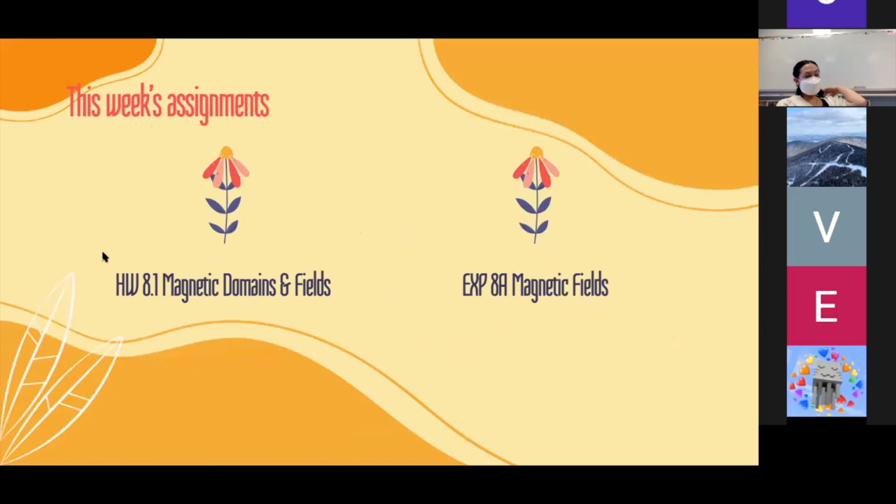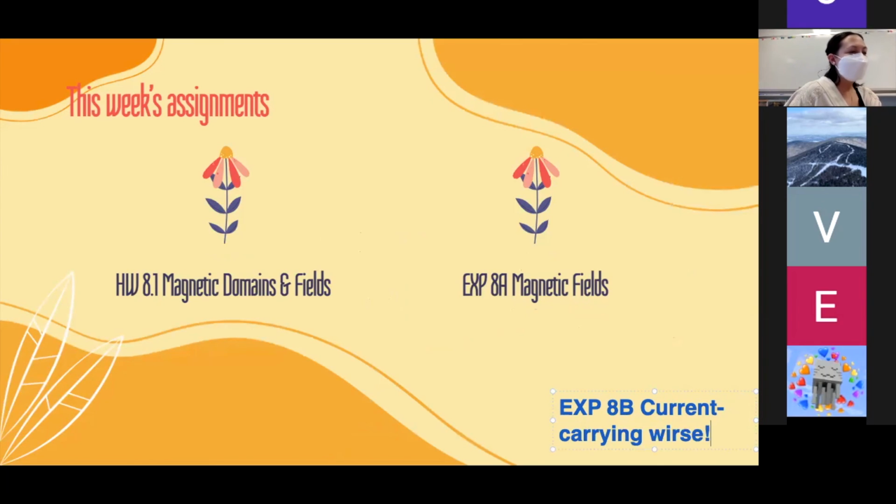To practice it, you have homework 8.1 that's due Saturday. Experiment 8A was the one that did like ferromagnets on one half and solenoids on the other. And the one you should already have turned in, please already have turned in before you leave, experiment 8B. The one we just did about current carrying wires. Wires, but spelled right. Yay!